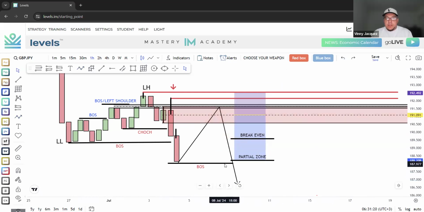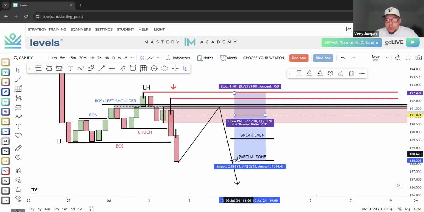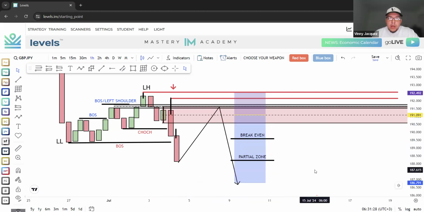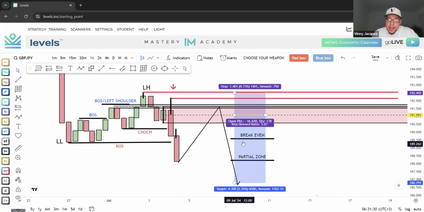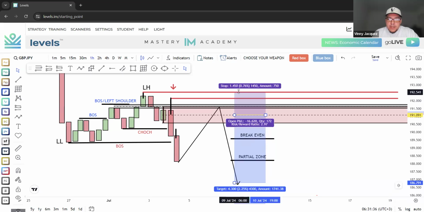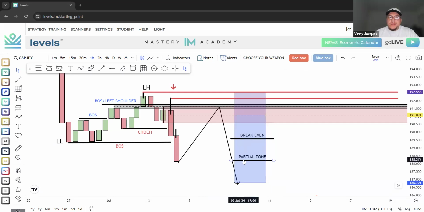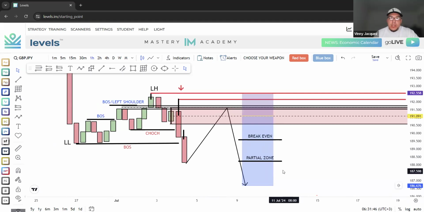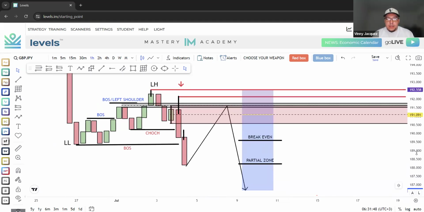All right, guys. So now 1 to 2, this is where we want a partial. 1 to 3, we're out the trade. So whether you're entering at the starting point or at the right shoulder, find your stop loss. 1 to 1 is break even, 1 to 2 is partial, and 1 to 3, you're out the trade. You already had a good day trading.